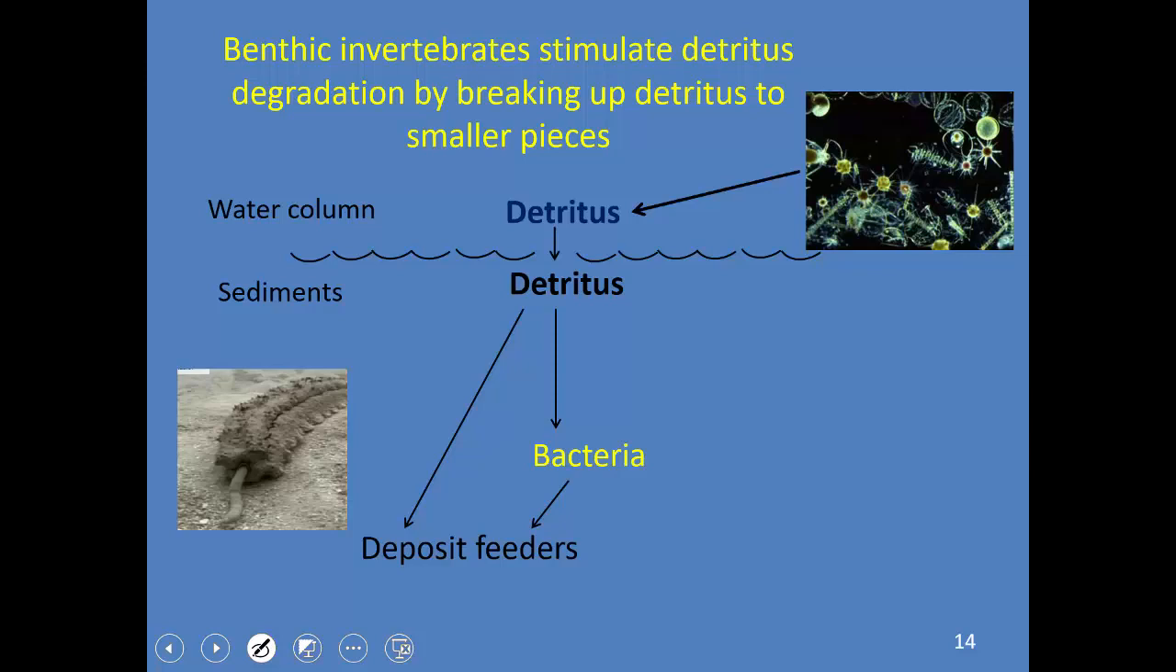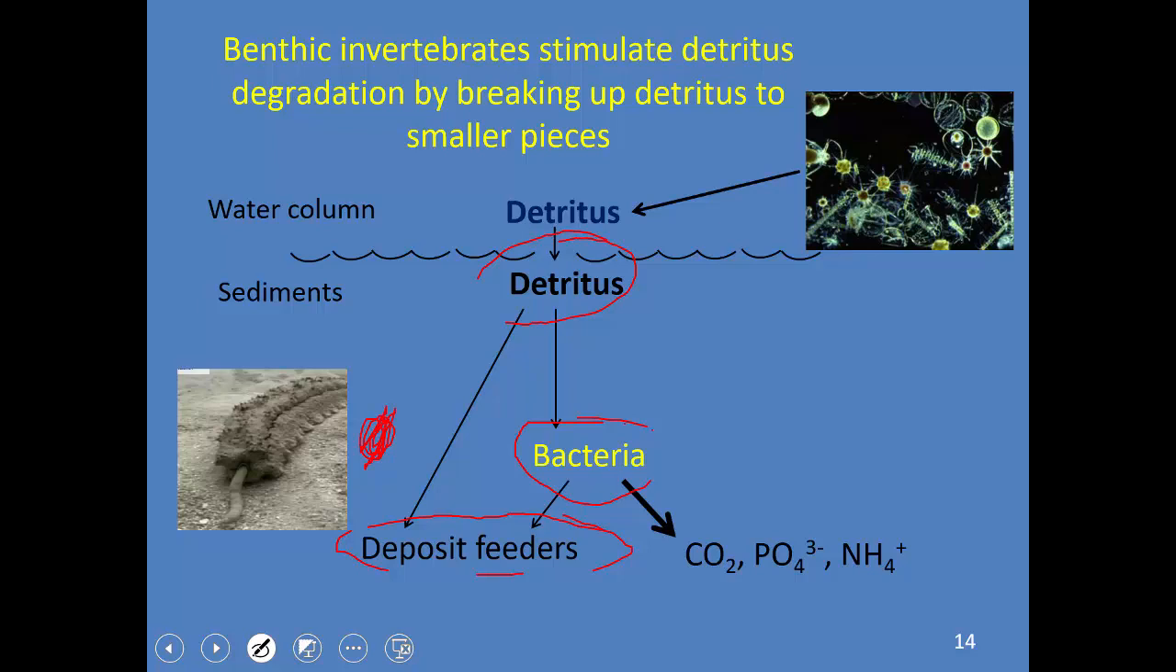So what the invertebrates are doing basically is feeding on this detritus, this non-living organic material. And we'll see later in class, I'll show you a picture or video of what this sea cucumber is doing there. Maybe you can get an idea of what it is doing. But anyway, we'll get into that a bit more. Suffice to say that these deposit feeders, and we'll see in a bit what those are, are eating the detritus, and they are also eating the bacteria.